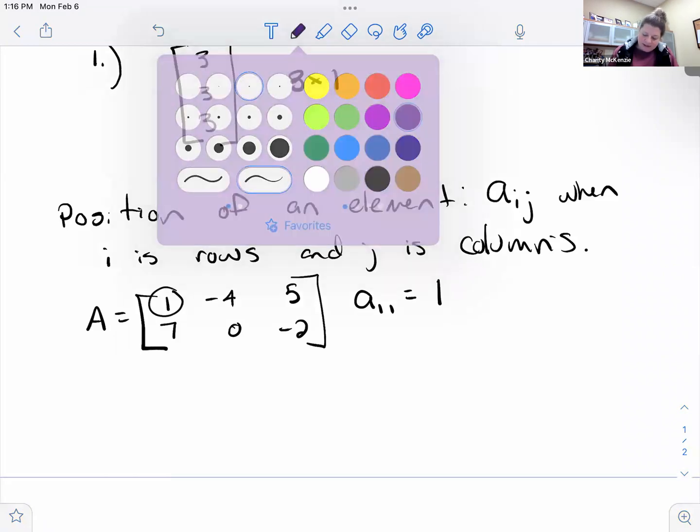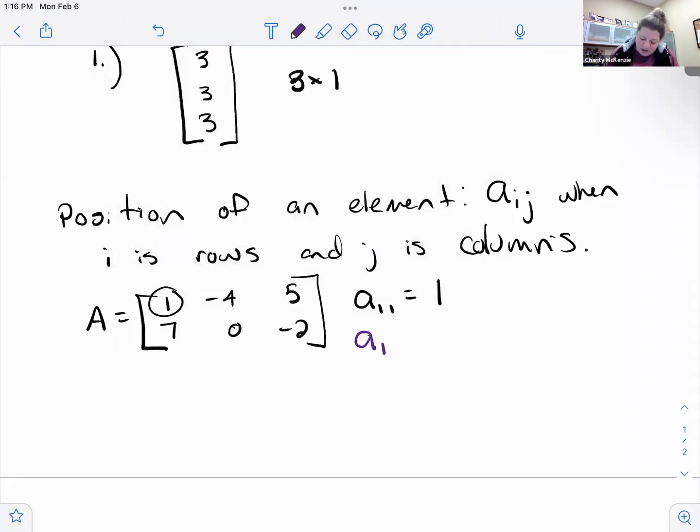Let's do a different color just because I can. What is the position 1, 2? Which number is in the position 1, 2? Well, we're still looking at row 1, right? These are columns 1, 2, 3, right? So 1, 2 is -4. Okay. If I did the position A2,2, we go down 2 over 2, and that's this one. So it's 0, and so forth. So I don't need to list them all. But that's how we can state our position.